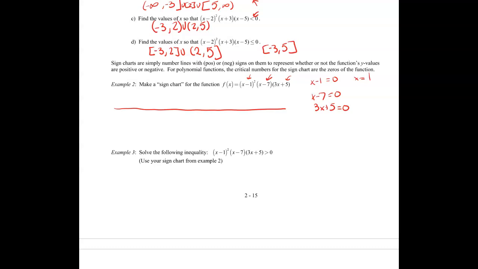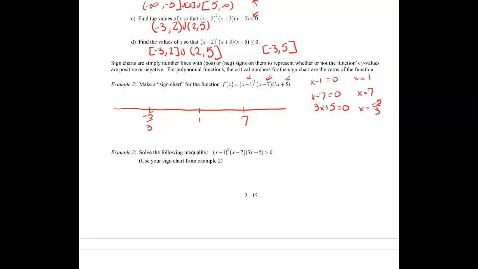So I know x is going to equal 1, x is going to equal 7, and x is going to equal negative 5 over 3. And those values are going to go on this little number line. Fun. So I've got negative 5 over 3, I've got 1, I've got 7.